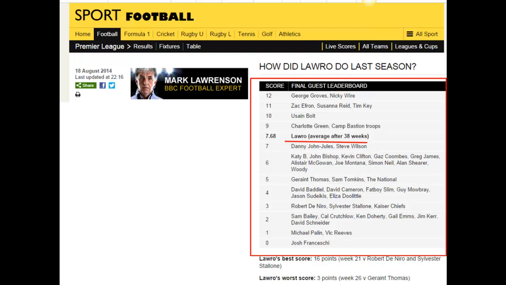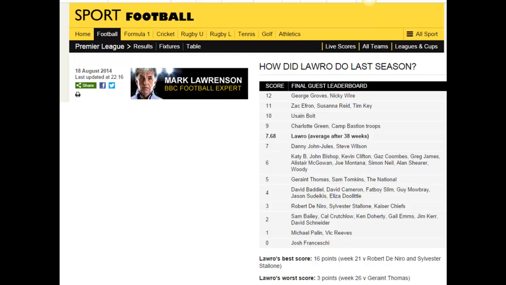Now, predicting scores is a random process. Some weeks Lawro does well, and some weeks he does not so well, as shown in his best and worst scores. However, his good and bad scores get averaged out in the league table, while the celebrities' good and bad scores don't. It's no surprise then to see a few of the non-football experts who get lucky on a one-off occasion above Lawrenson in the league table.